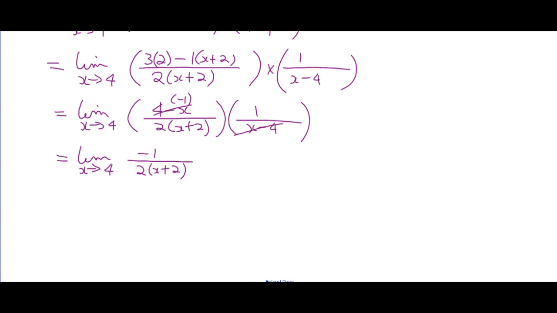Which is equal to what? Because I put 4 in now, right? We've gotten rid of this. This was the obstacle. -1 over 2 times 4 plus 2. So -1/12.